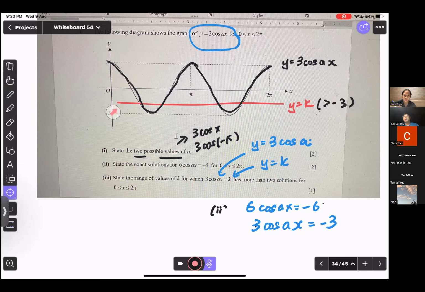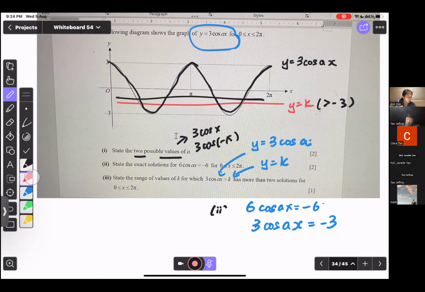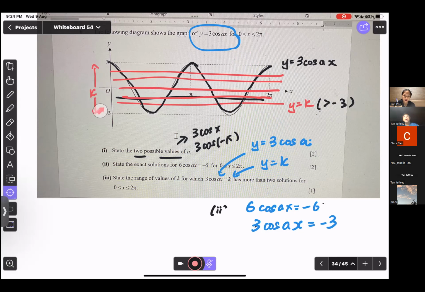Because you can see above -3. If I go a bit higher, it still cuts 4 times, right? Still cuts 4 times. Can you see? Okay, so you see your k basically must be between -3 and 3.